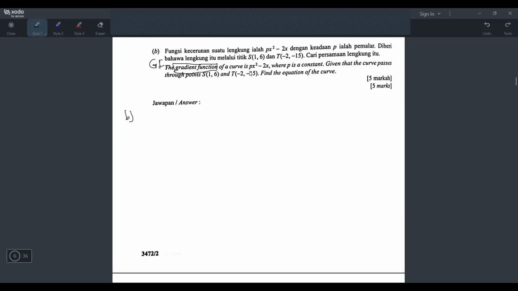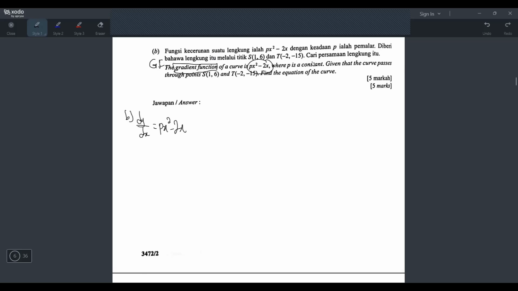So gradient function is px squared minus 2x. It means dy dx equals to px squared minus 2x, right? So for example, what if the student don't know the meaning of gradient function? What if the student tak tahu gradient function is dy dx? Then cannot do this question. Confirm cannot do one, right? That is why it's very important to know this word. Gradient function, fungsi kecenderungan is dy dx.